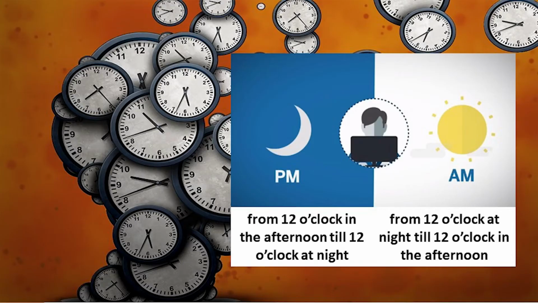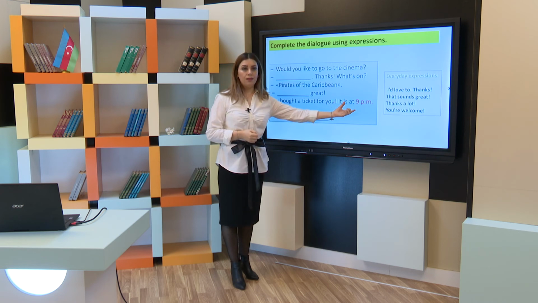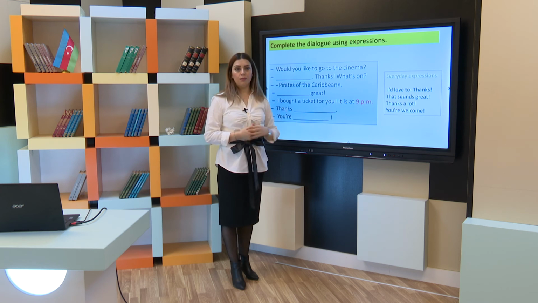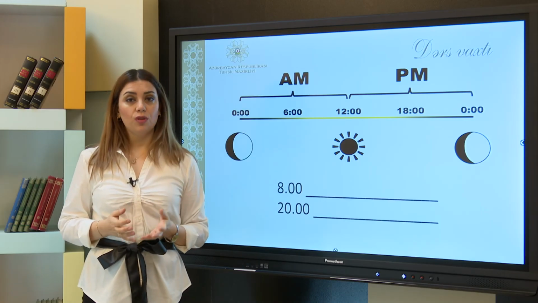And now I'm going to teach you another useful information. This is about PM and AM in English. So let's remember the expression PM in our previous exercise. So it's at 9 p.m. What does it mean? 9 p.m. at night or in daytime? Which one? So let's look at it more closely.